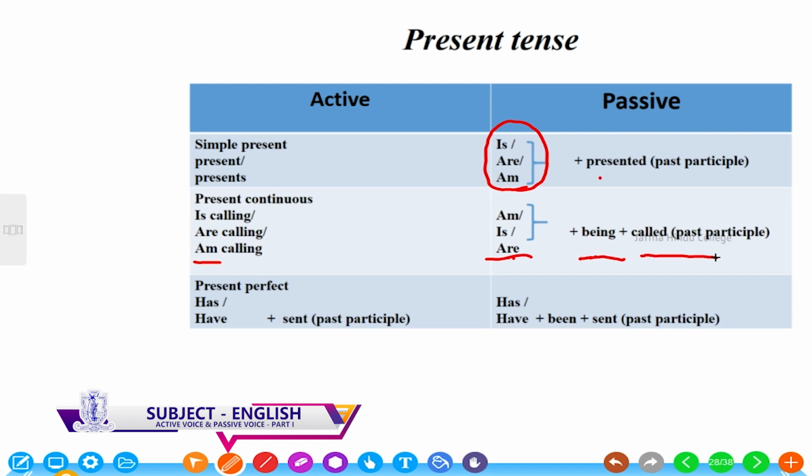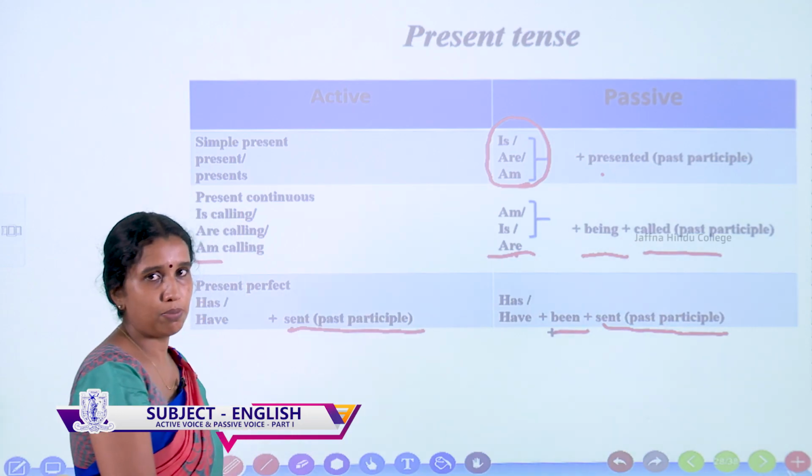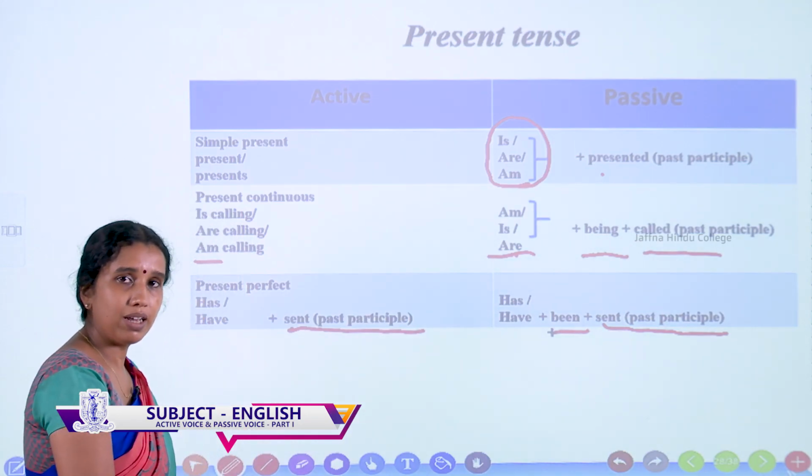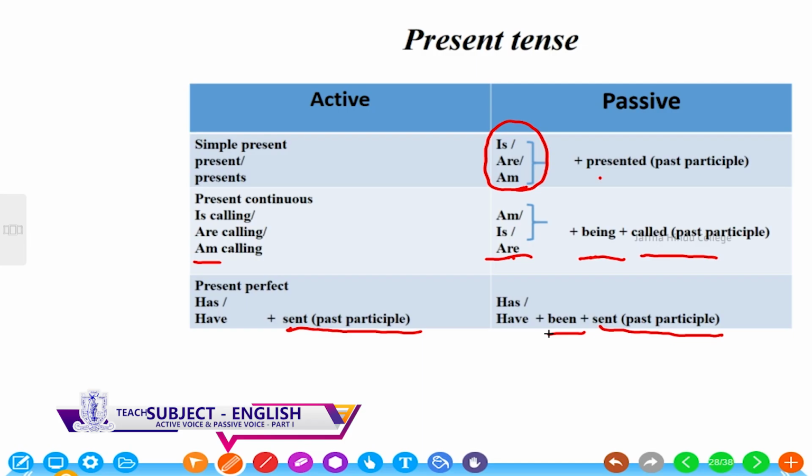And for present perfect, has or have plus past participle is the active form, and when we change it, we have to add a be plus past participle. So, already the main verb is in past participle form. So, we do not change it, but when we add the be verb, it becomes been: has been plus past participle, or have been plus past participle is used here.